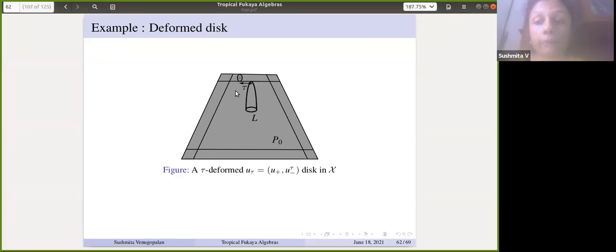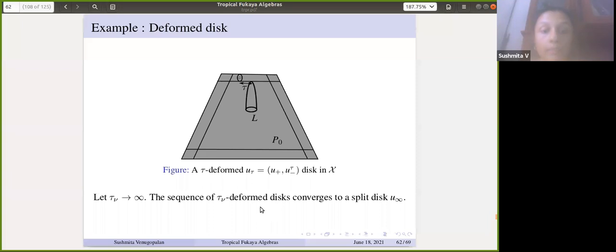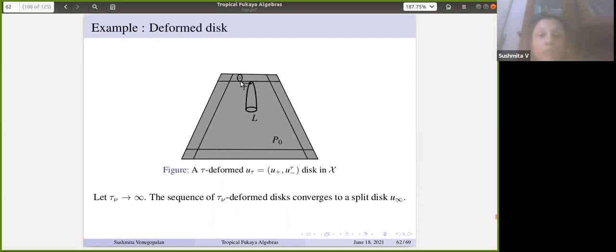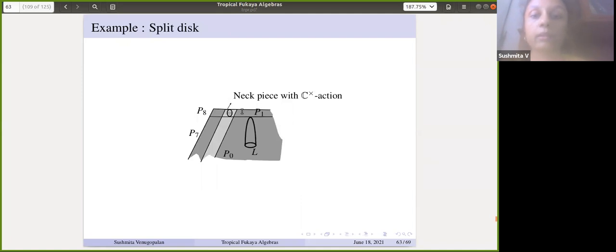Now, if we deform the matching condition by tau, what we end up doing is shifting the sphere by a distance of tau, where tau is an element of the complex torus. So this is the tau-deformed map. If we allow tau to go to infinity, the sequence of tau-deformed maps converges to a split disk, and the split disk is of this form. The small sphere moves and collapses into a divisor. And whenever something collapses into a divisor, it actually moves into a neck piece, so we get the sphere in the neck piece.